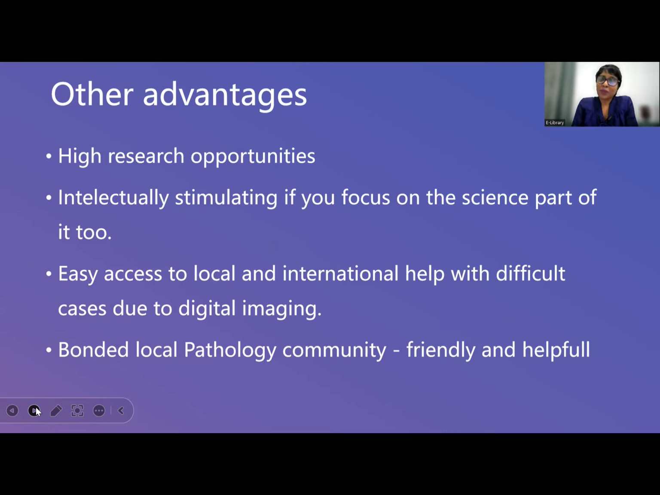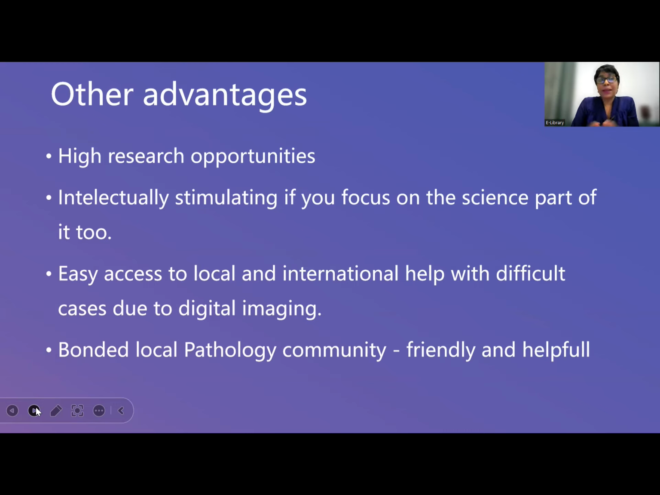And also, if you focus on the scientific aspect of the pathology field, it could be highly intellectually stimulating. If you are not interested in the scientific part much, still you can become a reasonable pathologist. But by focusing on the scientific aspect, you can have that extra mile of your career, which is highly satisfactory and will give you a high level of job satisfaction.